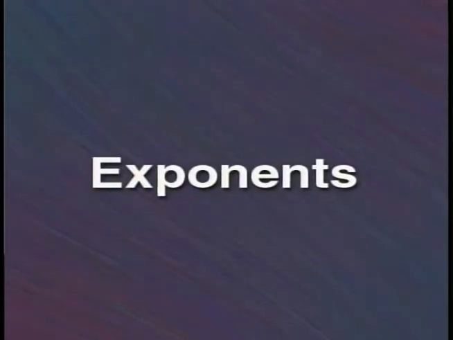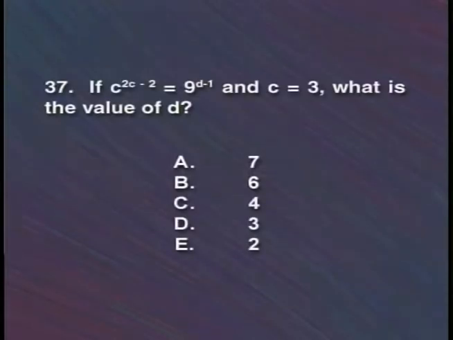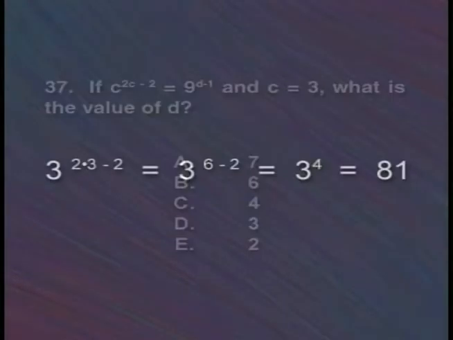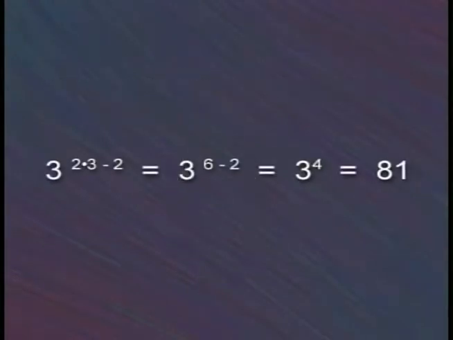Problem 37. If c to the power 2c minus 2 equals 9 to the power d minus 1, and c equals 3, what is the value of d? First, let's substitute the value of 3 for c into the left side. This substitution gives us 3 to the 4th power, which is 81.